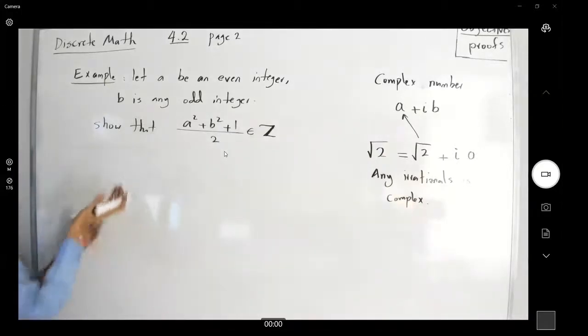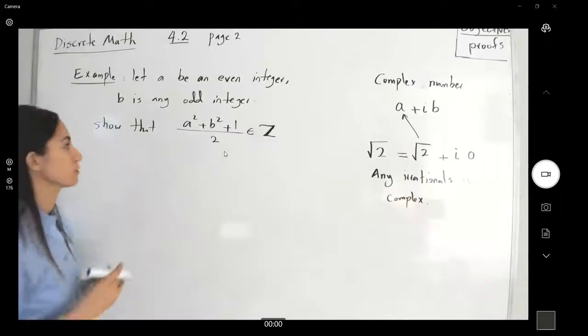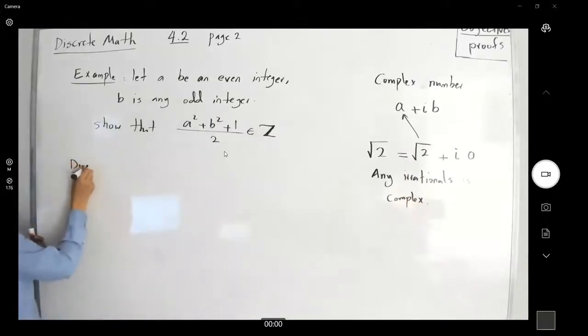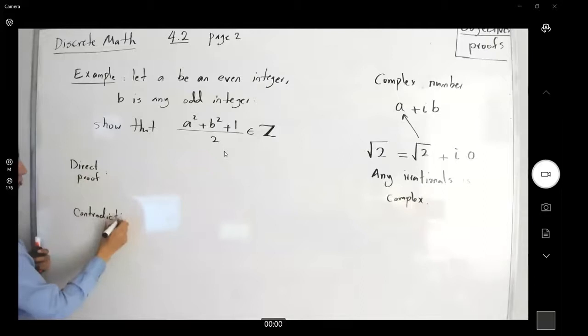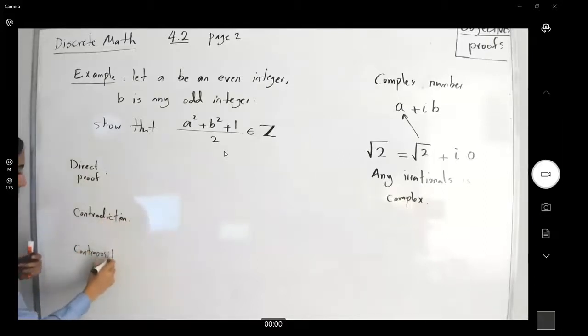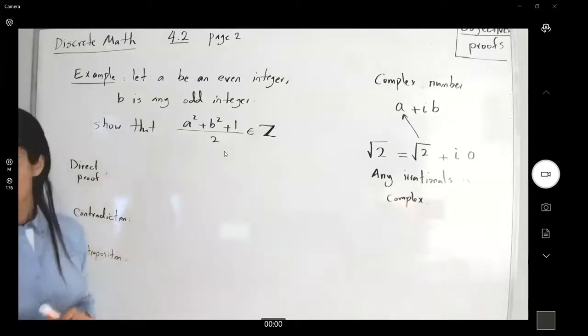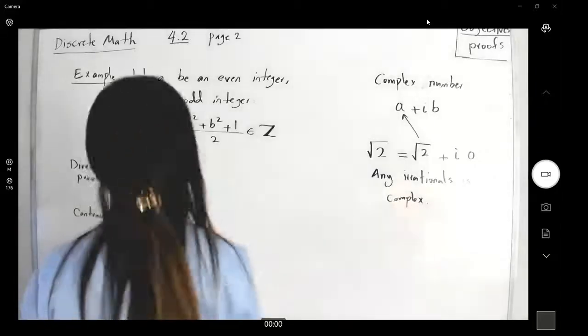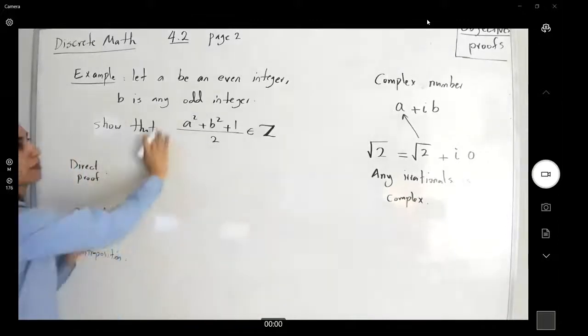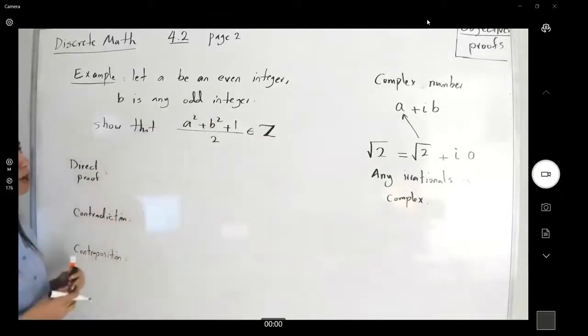Okay. Which method do you prefer to use? Direct proof? Contradiction? Contraposition? Which one is your preferred method? Okay, we want to show that this guy is an integer. Well, let us use the definitions.